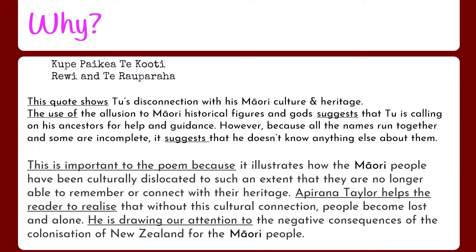This is important to the poem because it illustrates how the Māori people have been culturally dislocated to such an extent that they are no longer able to remember or connect with their heritage. Apirana Taylor helps the reader to realise that without this cultural connection, people become lost and alone. He is drawing our attention to the negative consequences of the colonisation of New Zealand for the Māori people. So do you see how I've linked in to that idea of cultural dislocation and that loss of cultural connection? And even gone as far as to mention some of the context surrounding the poem, because it's because of colonisation that his knowledge is lost. So I'm incorporating all these things that link together to explain this quote.